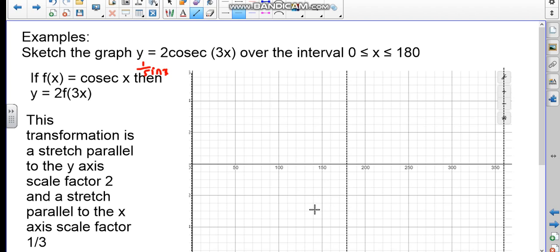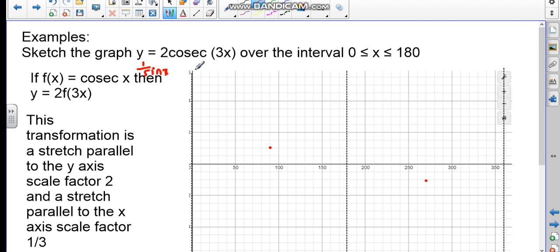So now I need to think about where the maximums and minimums are. So the sine graph has a maximum of 1 at 90 degrees. So 90 degrees is here, and the maximum of 1 is here, which makes that a minimum of 1 for our cosec graph, and at 270 it has a minimum of -1, which will be a maximum of our cosec graph.